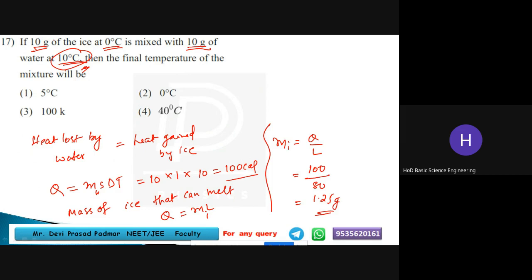So what is the actual mass of ice? Total ice is 10 gram. Out of that 10 gram, only this much amount of ice can be melted using the heat given by the hot water. That means what? Even after absorbing complete heat from that water, it is not possible to melt the complete ice. It melts only this much amount. How much? 1.25 gram of ice can be melted. What do you mean by that?